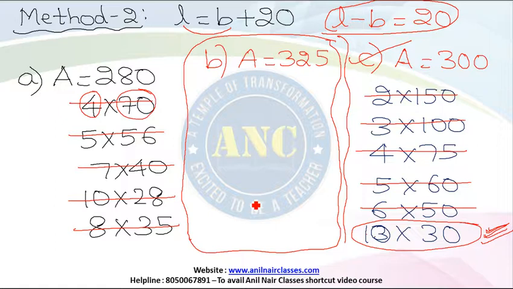So you can check it out for 325, writing all the multiples, and then check it out. None of them will satisfy that the length and breadth have a difference of 20. Only in 300 it is satisfying.